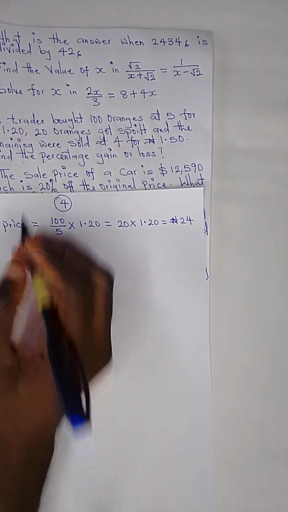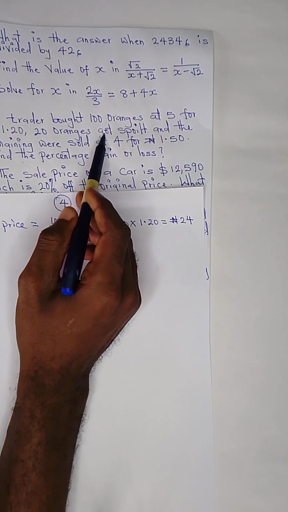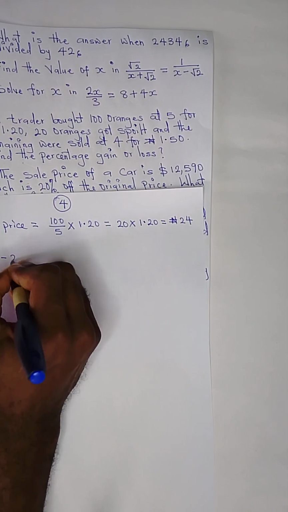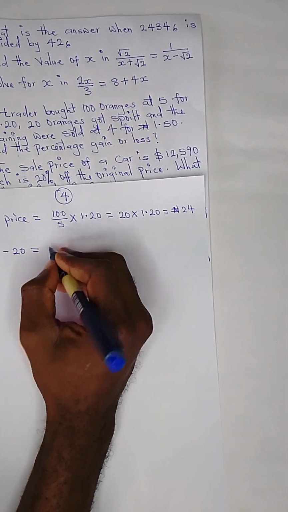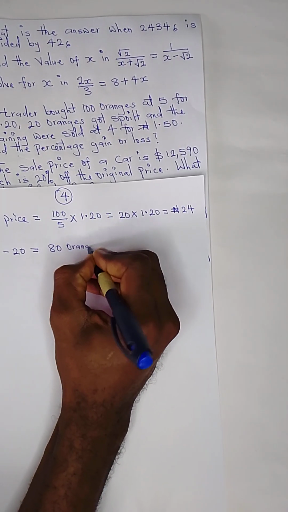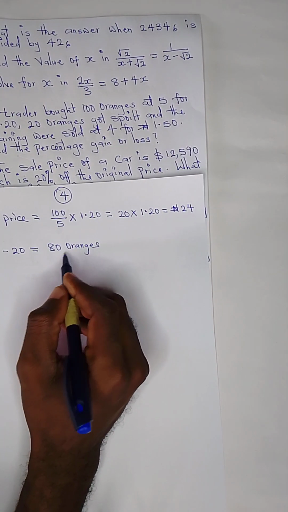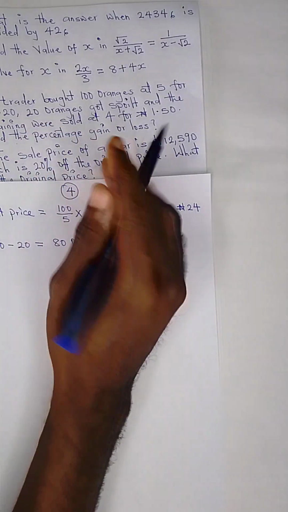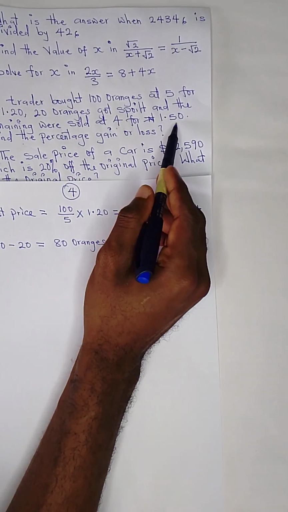Then if 20 oranges got spoiled out of these 100 oranges, we are going to remove that 20 oranges from the 100 oranges. So the number of oranges that the trader is going to sell is going to be 80 oranges, because 20 got spoiled. So now out of these 80 oranges, this is the number of oranges that the trader is going to sell. And the trader sold these 80 oranges at 4 for 1.50 naira.